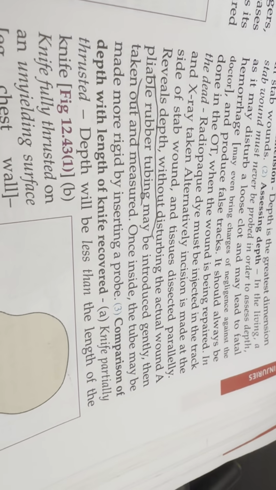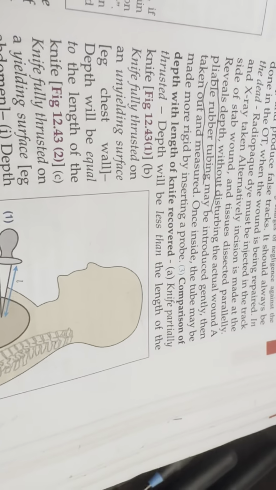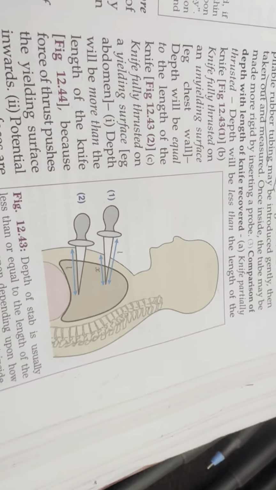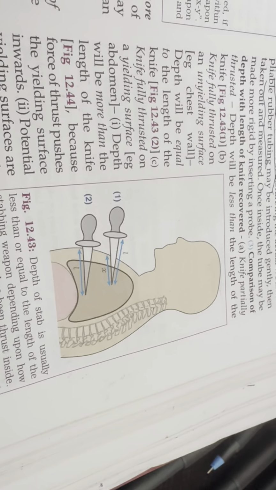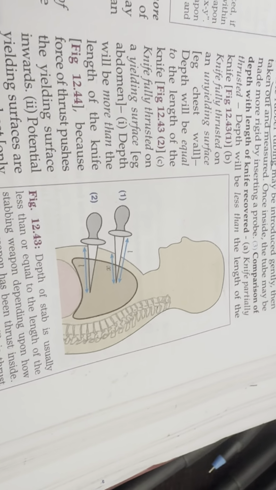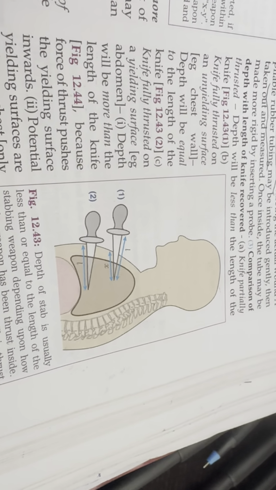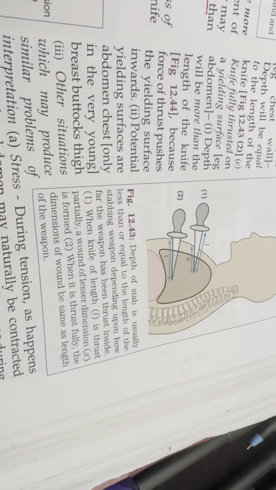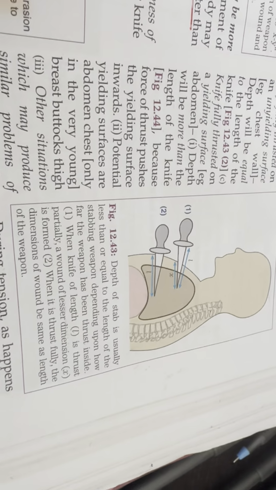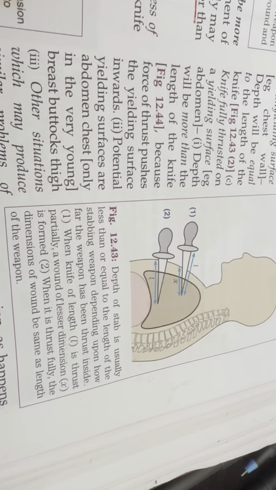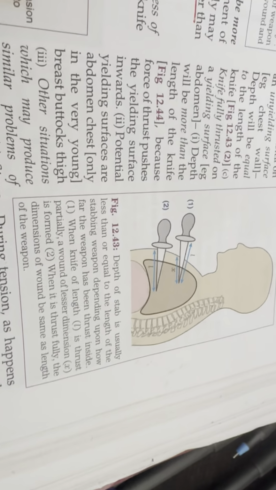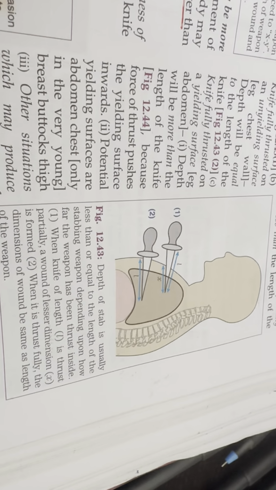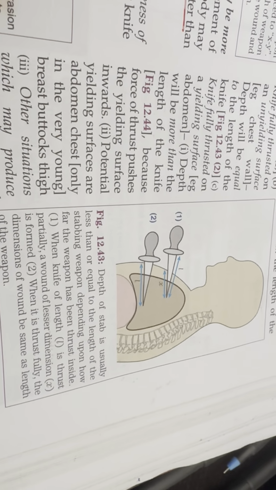If the knife is partially thrust, the depth will be less than the length of the weapon. If the knife is fully thrust on an underlying hard surface, such as the chest wall, the depth will be equal to the length of the weapon. If a knife is fully thrust on a yielding surface, for example the abdomen, the depth will be more than the length of the knife, because the force of the thrust pushes the yielding surface inward. Potential yielding surfaces are the abdomen, the chest, the perineum, breast, buttock, and thigh. Depth of the stab is usually less than or equal to the length of the stabbing weapon, depending upon how far the weapon has been thrust inside.